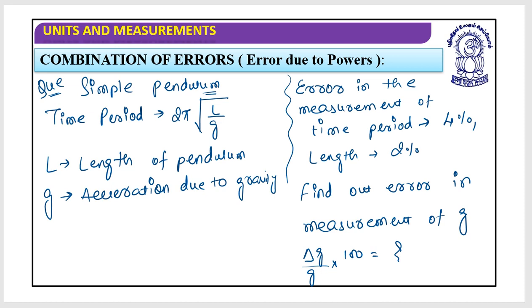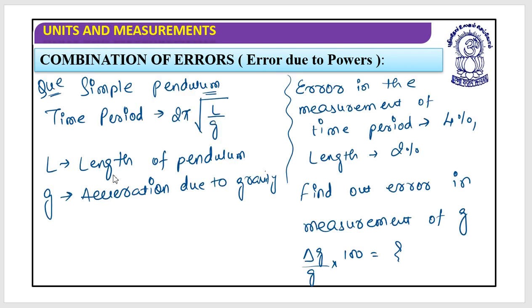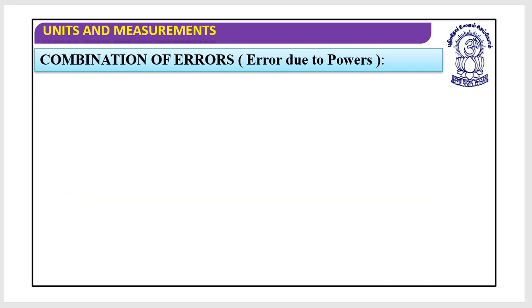Go through this very quickly, but very precisely. Can you do it? Think for a while. This is all that has been given. They have given the relation, 2 pi under root L by G. They have given the error in the time period, the error in the length, and you need to find out the error in the measurement of G. So what should I do?